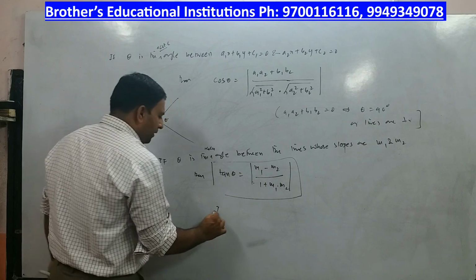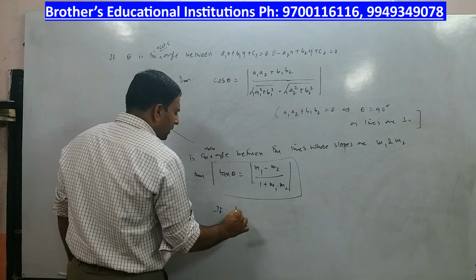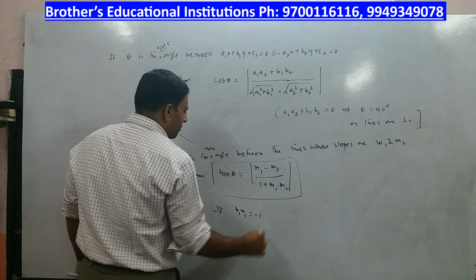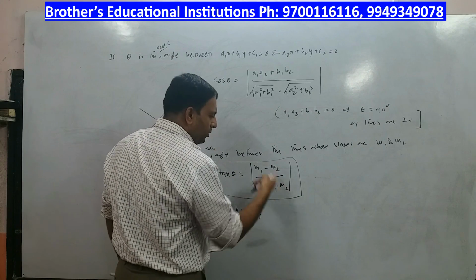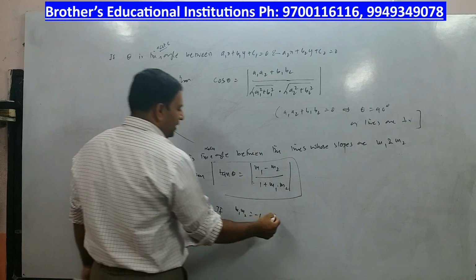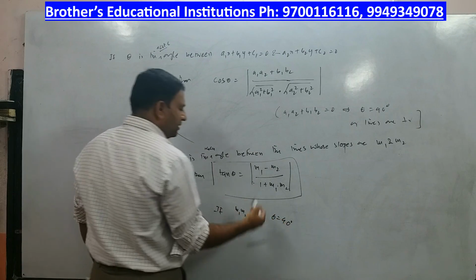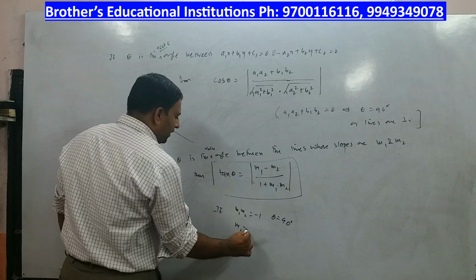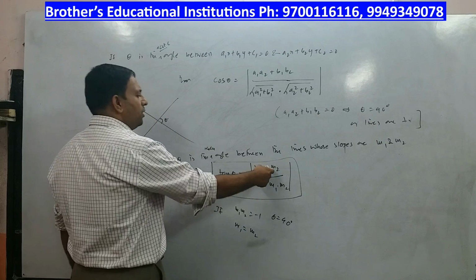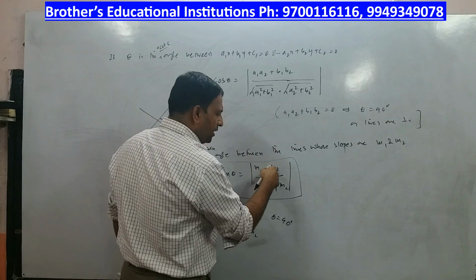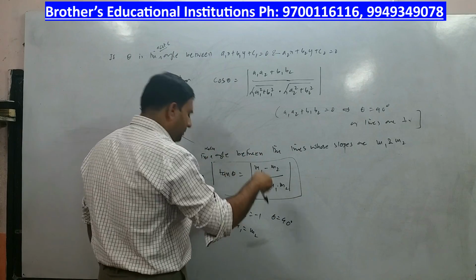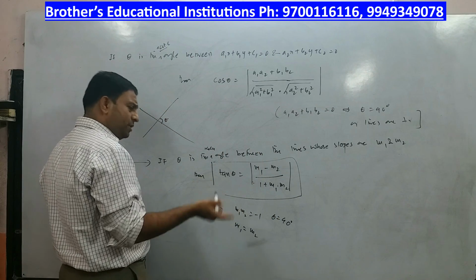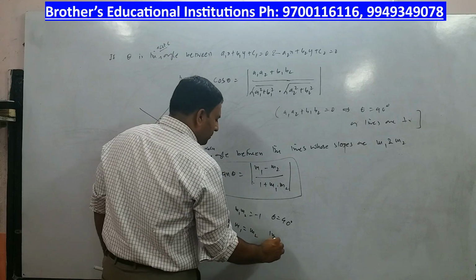And here if m1 m2 is equal to minus 1, what will happen? It will become 1 minus 1, 0, anything by 0 is infinity. Theta is equal to what? 90 degrees, means lines are perpendicular. And if m1 is equal to m2, what will happen? Both will be cancelled, you will get 0. Tan theta is 0. When is tan 0? When the angle between them is 0 degrees, it means the lines are parallel.